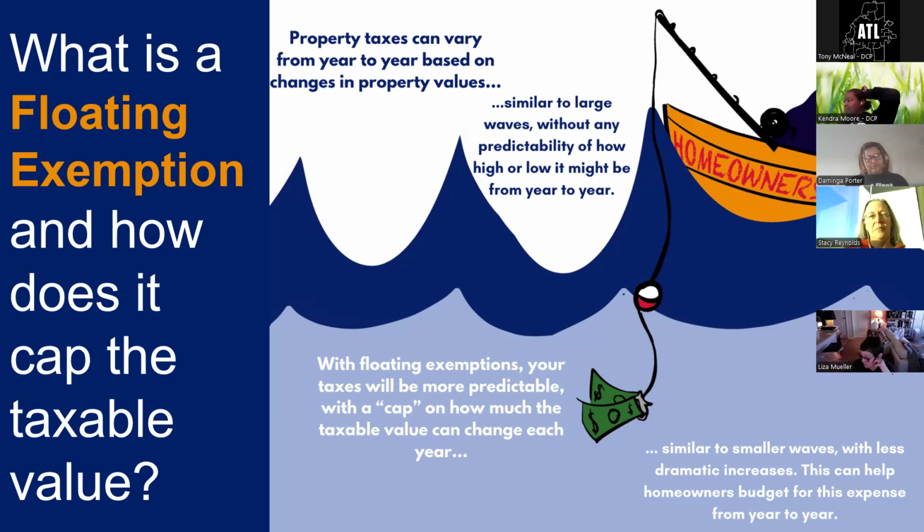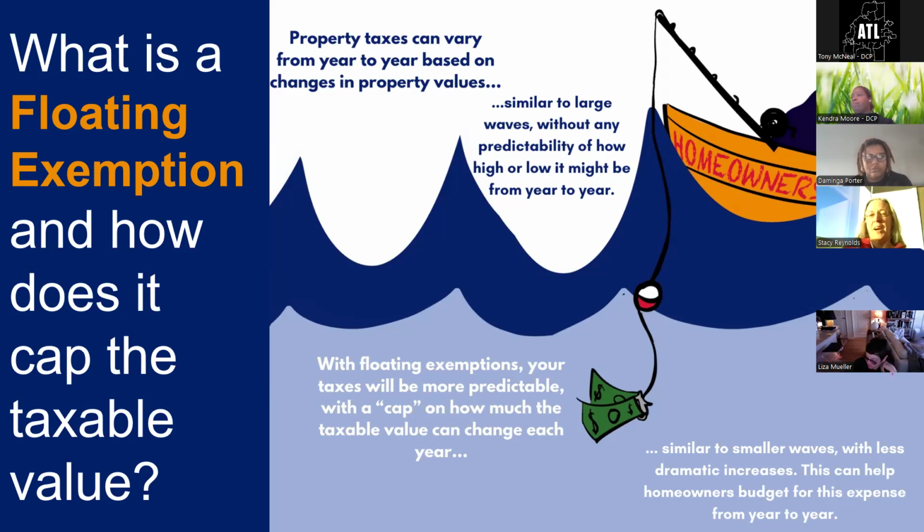But the way the floating exemption works is that rather than the taxable value going up the full amount of what you see when your notice of assessment comes and shows what your value is, it caps that taxable value. Let's say your house value went up 50%. Instead of the taxable value going up 50%, it's going to go up no more than 3%. And so that can really keep your tax bill down, and also makes it more predictable.